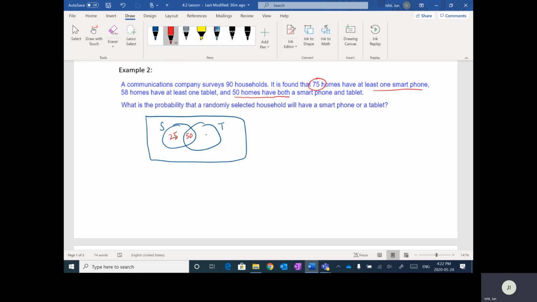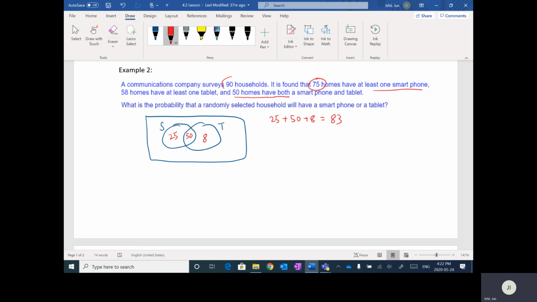Okay, so again, these two rings must add to this total here. And likewise, if 58 homes have at least one tablet and 50 have both, that means that 8 will only have a single tablet, or only have tablet and no phone. All right, now to complete this, if I add these three numbers together, 25 plus 50 plus 8, this adds to 83.